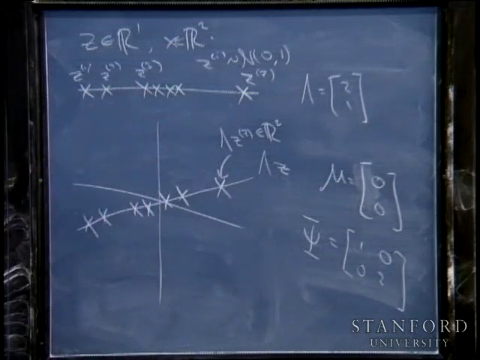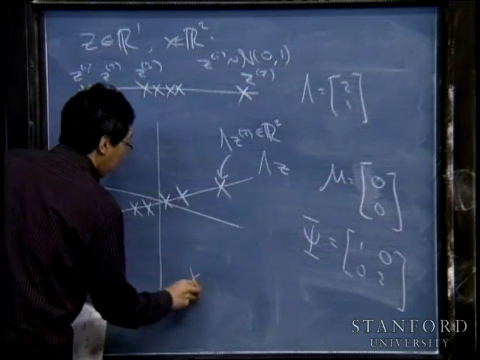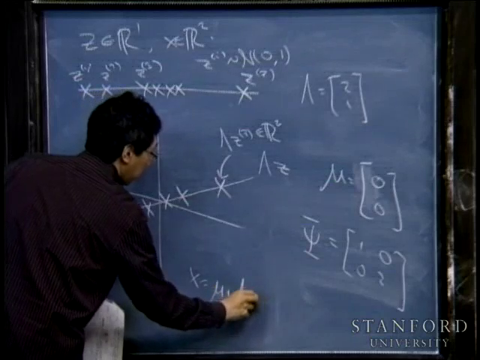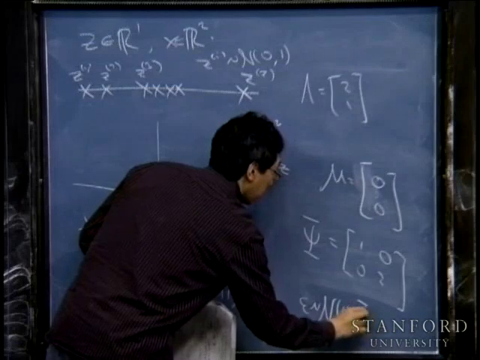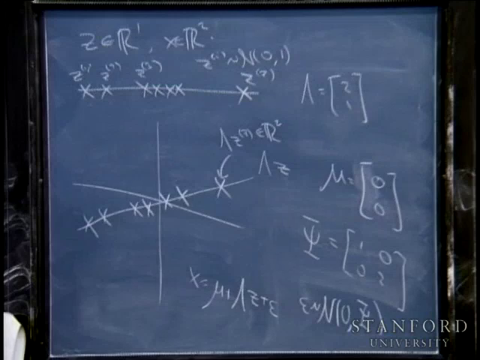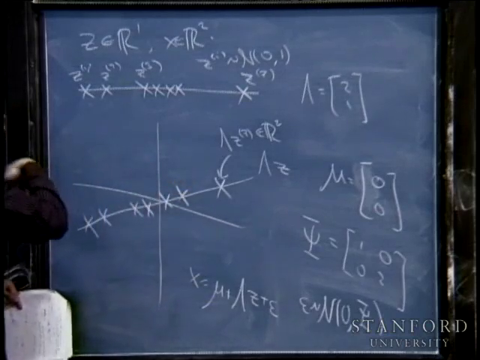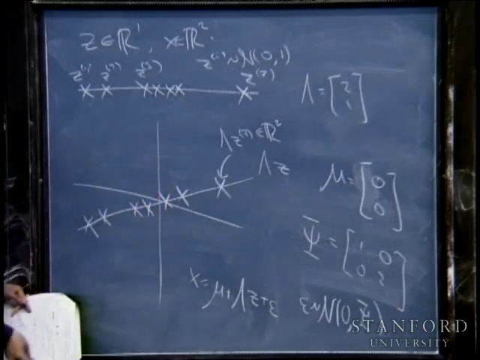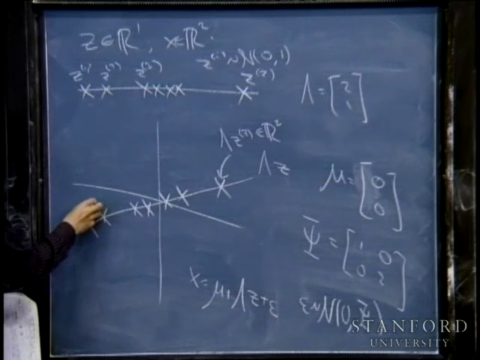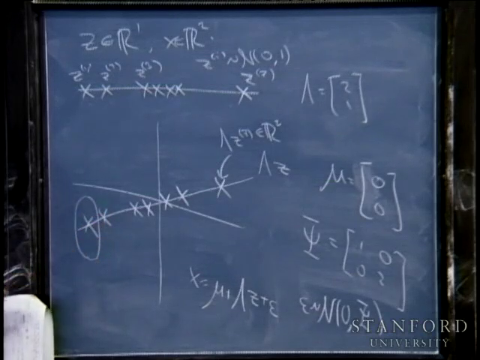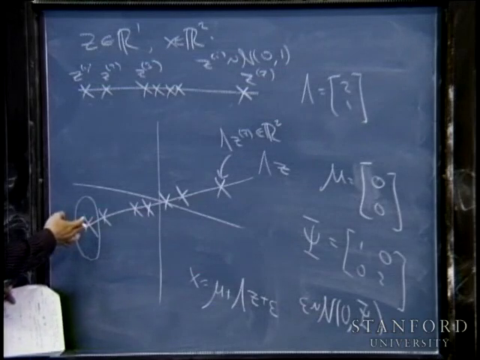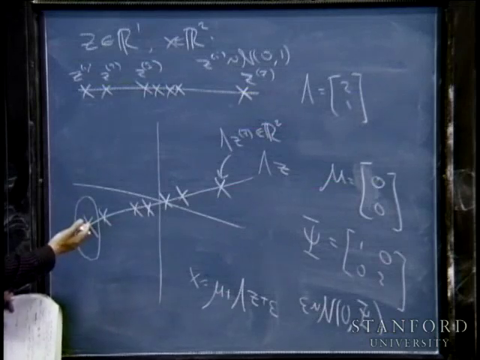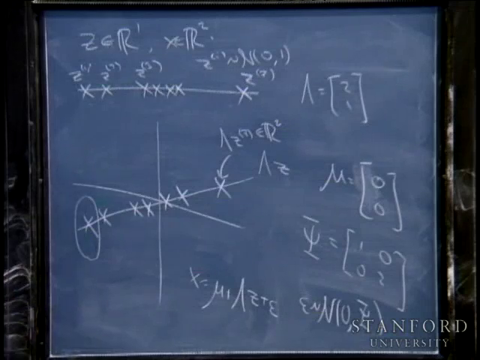The final step is, what does a typical sample for x look like? Well, x is mu plus lambda z plus epsilon, where epsilon is Gaussian with mean 0 and covariance given by psi. To draw a typical sample for x, I'm going to take these lambda z's, which are really the same as mu plus lambda z because mu is 0 in this example. Around each point, I'm going to place an axis-aligned ellipse, in other words, create a Gaussian distribution centered on this point. This ellipse corresponds to one of the contours of my density for epsilon.